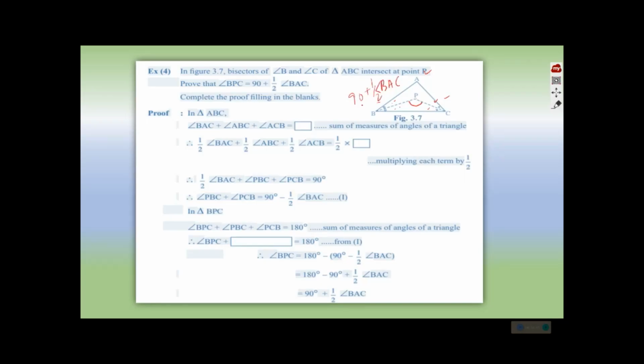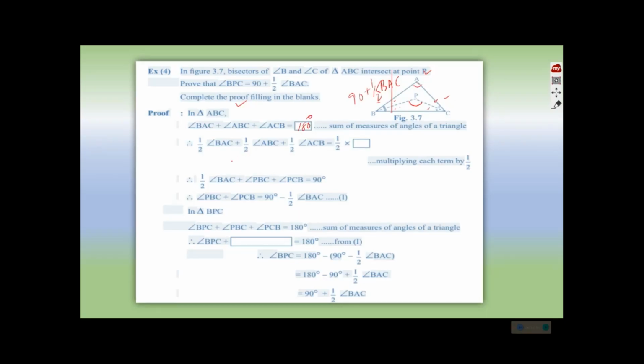हमको ये प्रूव करना है. BPC इस केस में अगर आपको किसी भी ट्राइंगल लेके उनका एंगल बाइसेक्ट बना के ऐसा देखिएगा तो इधर प्रूव करना है 90 प्लस हाफ BAC. दिस इज BAC, उसका हाफ 90 ऐड करना है. चलो कैसे प्रूव करेंगे? ट्राइंगल ABC is given and we know that sum of the angles ABC, BAC and ACB is equal to 180 degree. ये हमको मालूम है.